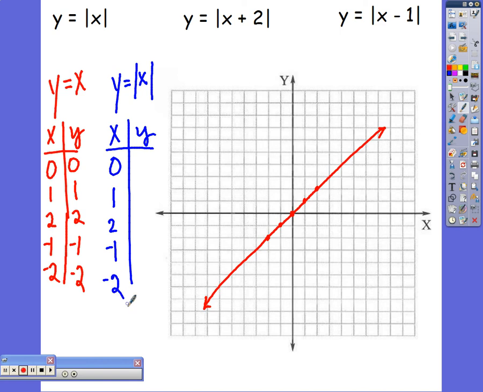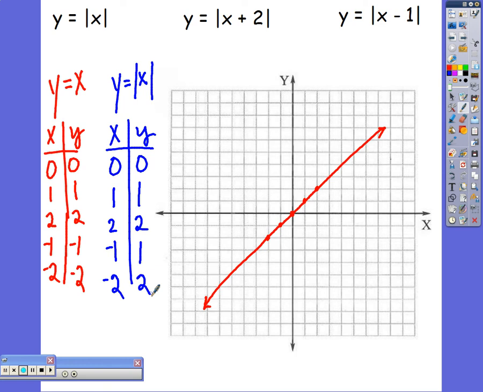Now remember, the absolute value is the distance a number is from 0. So if x is 0, the absolute value of 0 is 0. If x is 1, the absolute value is 1. If x is 2, the absolute value of 2 is 2. Now when we get to the negatives, remember the absolute value of -1 is 1, and the absolute value of -2 is 2. So let's go ahead and graph these.